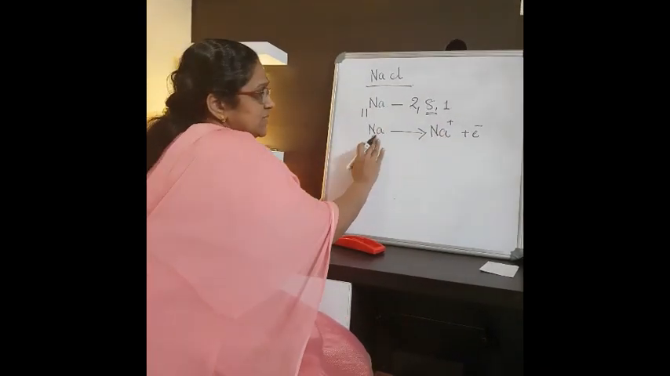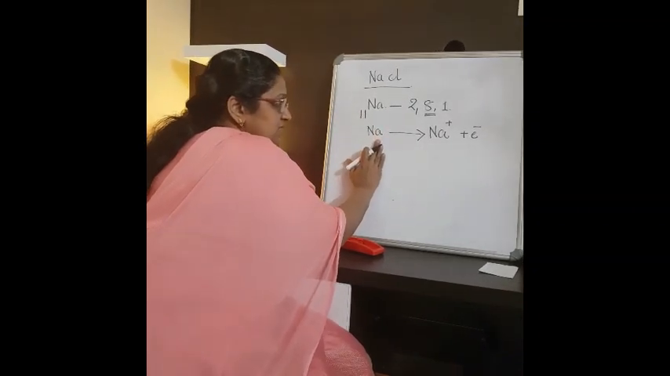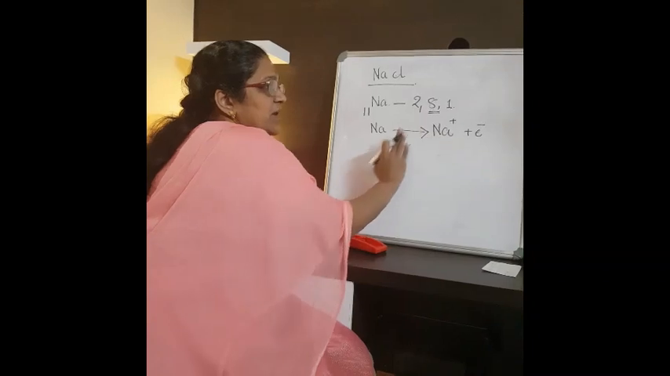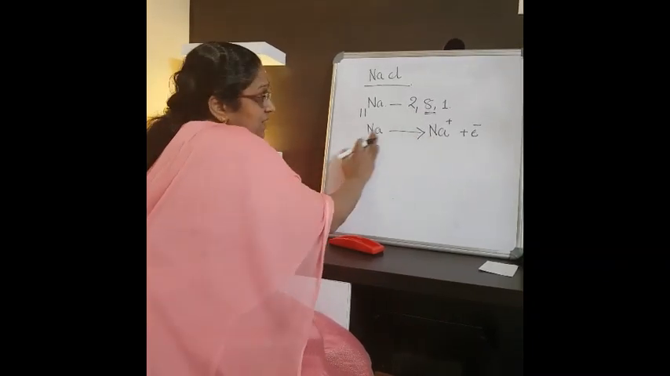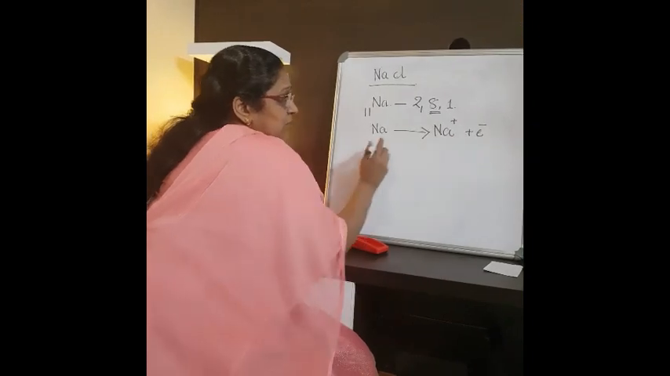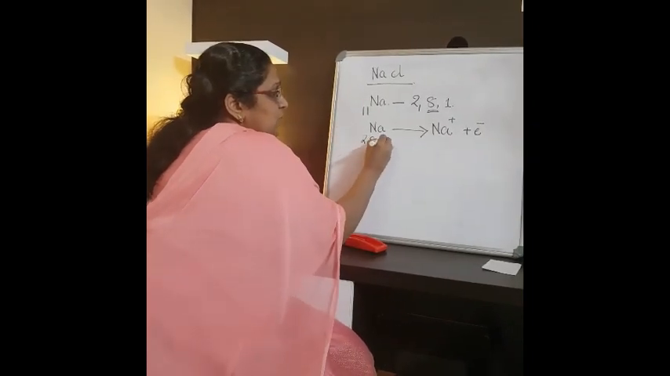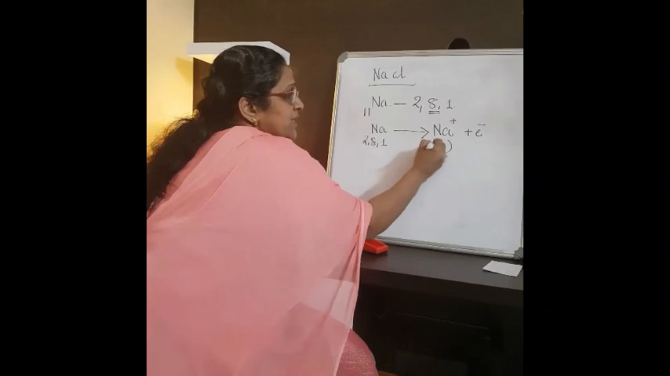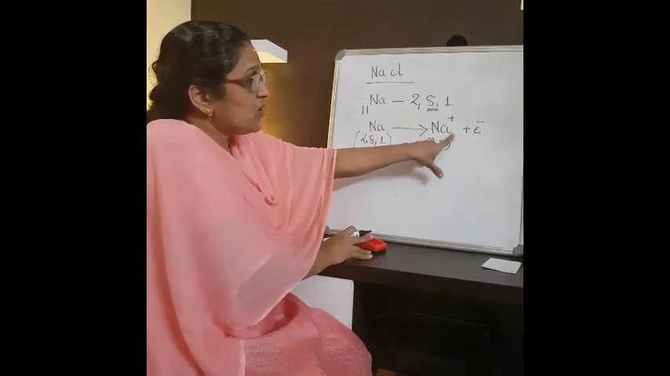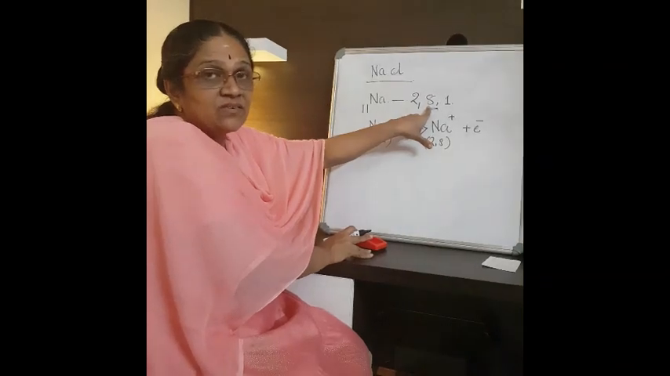You study one time. Either you can write this or you can write Na minus electron will give you Na plus. We will stick on to this. That is Na giving Na plus cation plus electron. So here it is 2, 8, 1 and here it is 2, 8. See, it becomes stable. That is octet theory. According to octet theory, it has got 8 electrons.